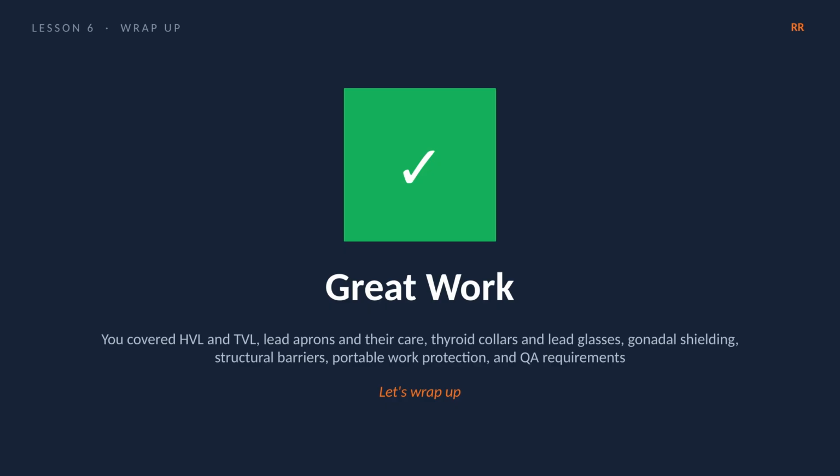You covered HVL and TVL, lead apron specifications and care, thyroid collar, and lead glasses with the updated NCRP lens threshold, gonadal shielding, primary and secondary structural barriers, portable work protection, and shielding quality assurance. Keep drilling.